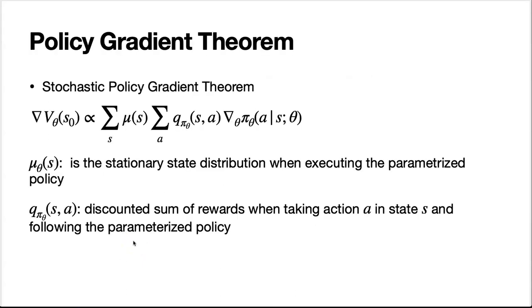Now we see the well-known policy gradient theorem in reinforcement learning. The stochastic policy gradient theorem shows that the gradient of the value function is directly proportional to the summation over mu s, which is the stationary state distribution, and the summation over the actions of the approximate Q function Q pi theta (s, a), and the gradient of the current policy pi theta. Now we are not going to go through the derivation of this stochastic policy gradient theorem, but if you're interested, you can have a look at the derivation in either the Sutton textbook or in some other source online.